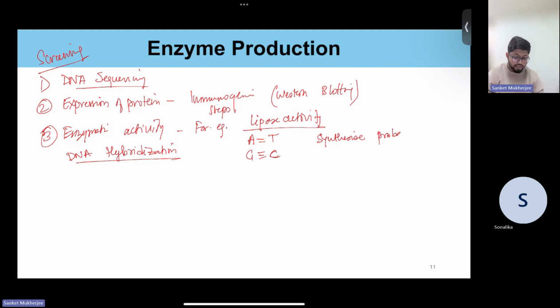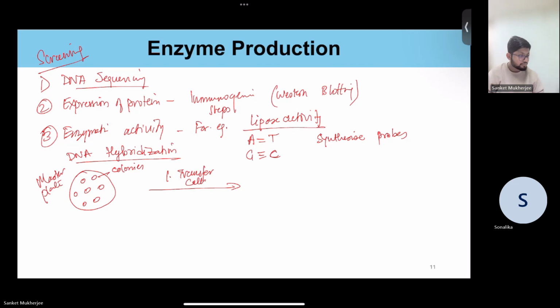So what essentially we do in DNA hybridization, there is a master plate which has different colonies, right? This is called the master plate. And all these dots are basically bacterial colonies. And then you transfer the cells into a nitrocellulose membrane. And, you know, you create a replica plate of it. Replica plating is what this is called. So now you'll have a replica plate.